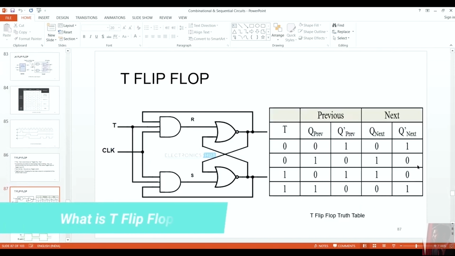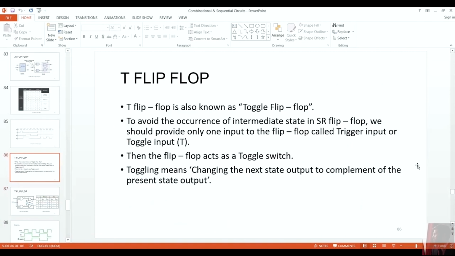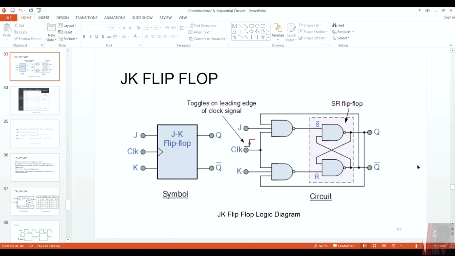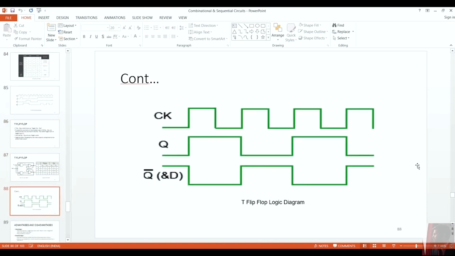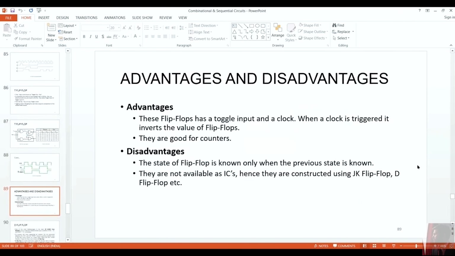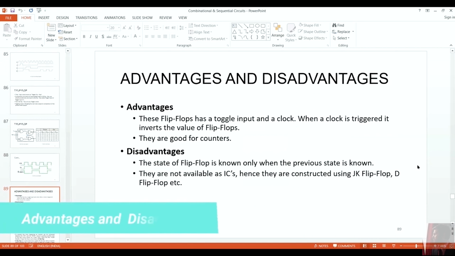It's like a switch. It changes the next output level to the complement of the present state output. I'm not going into the definition. Again, this is a very simple one. In other words, the feedback is connected to the AND gate itself. This is toggle flip-flop. We have a flip-flop logic diagram with a clock, and Q and Q bar are totally opposite to each other, and the clock is controlling the output.